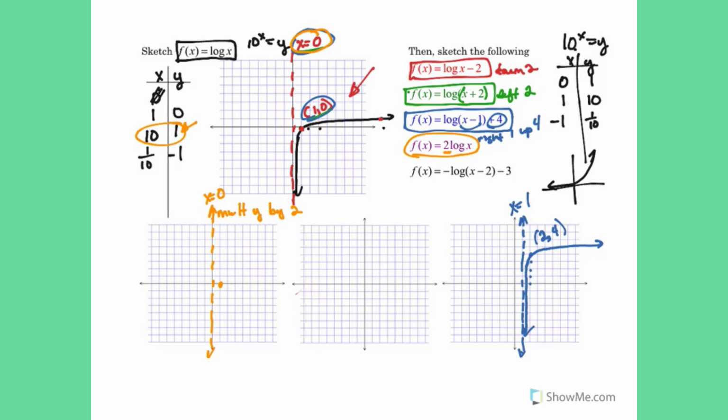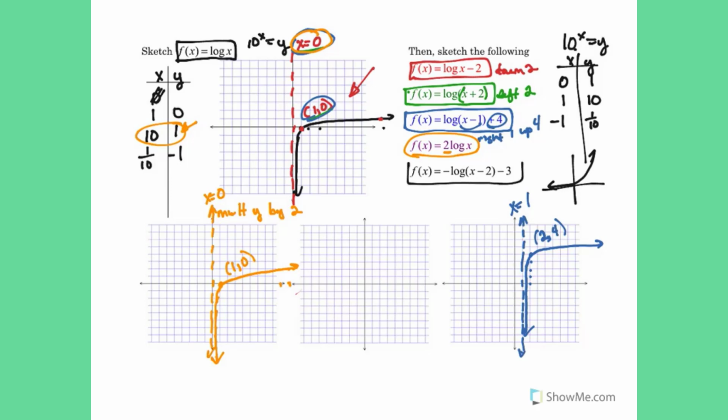So if I went out here at 10, 1, 2, 3, 4, 5, 6, 7, 8, 9, 10, instead of going up 1, I'd go up 2. So all this does is make it grow a little bit more in the y direction. Our domain and range and our x-intercept all stay the same.